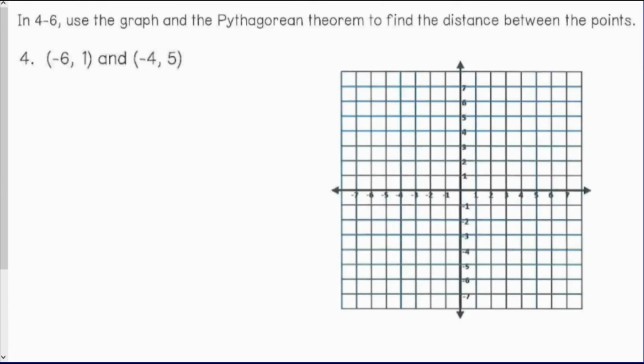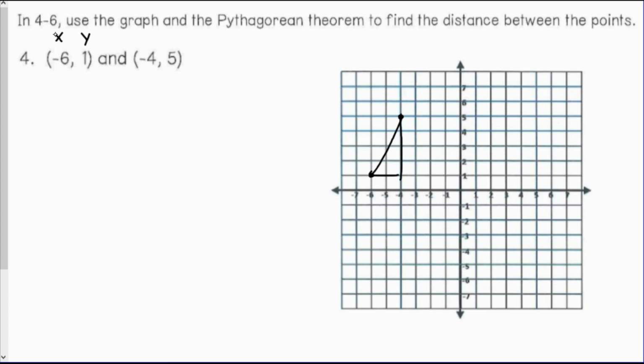Looking at problem 4, I want to use my graph and the Pythagorean theorem to find the distance between the points. This time the points are not plotted for me, so I need to plot my points. Remember, ordered pairs are x and y. X is my horizontal distance, which is left and right, and y is my vertical distance, which is up and down. So negative 6, 1 will be right here, and then negative 4, 5 will be right here. Again, if I create my diagonal distance and then create my legs, I can use the Pythagorean theorem to figure out what my hypotenuse length is.